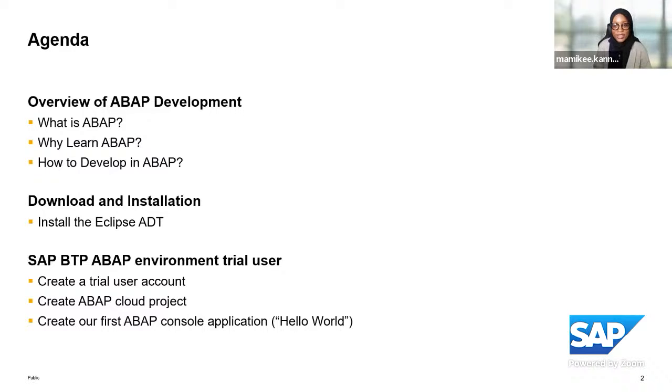And then we're going to go into the download and installation process, where Tom is going to help us out. So you're going to install your Eclipse ADT, and then we're going to jump into creating a trial user account with SAP BTP. And then you're going to create an ABAP cloud project. And then once we're done, we're going to create our first Hello World. So that's going to be how our session will be today.